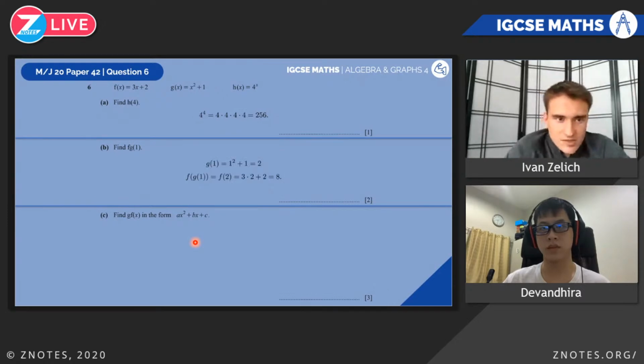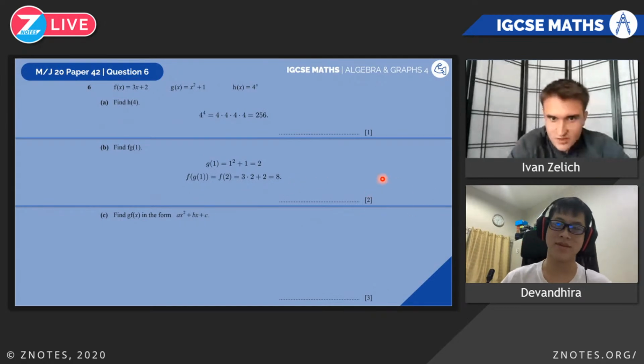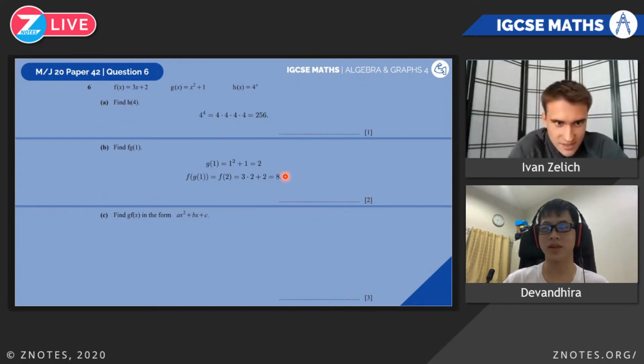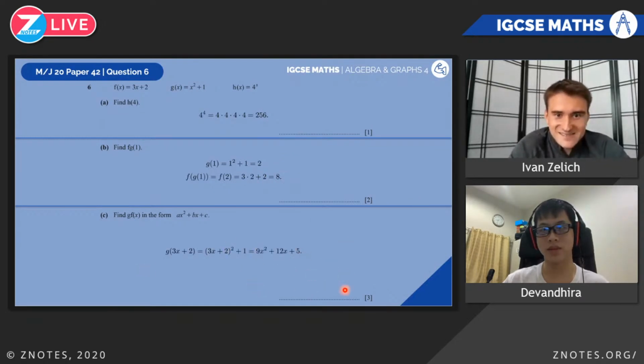f of g of 1. As I said, when you're composing functions, you first do g. So what's g of 1? g of 1 is x squared plus 1, which is 2. And then we apply f to 2. f of x is 3x plus 2, so 3 times 2 plus 2 is 8. It is that simple. You don't have to do much working. I mean, it's worth 2 marks, so 2 lines, 2 marks. I guess in this case it maybe doesn't correspond exactly to lines.